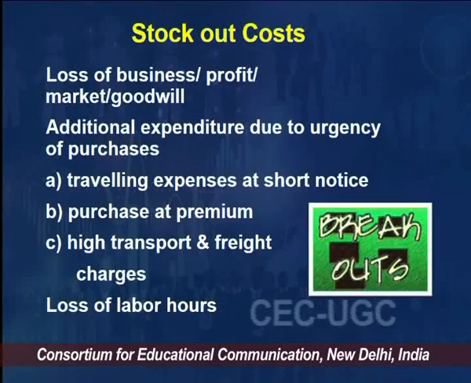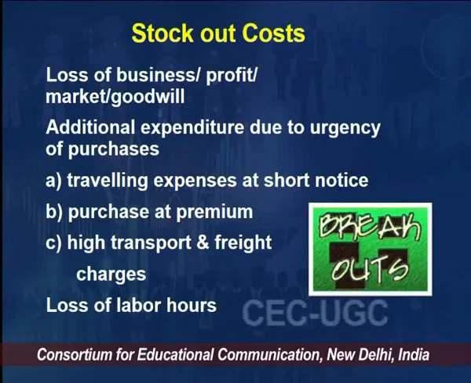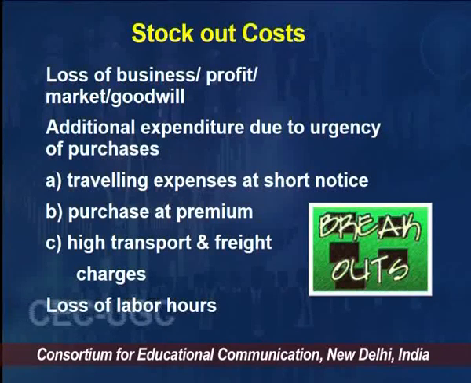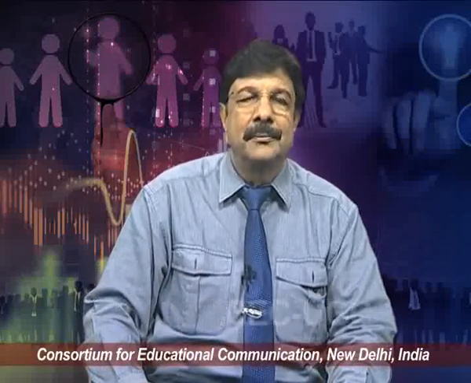Then there are stock out costs. Stock out means the material is not there and for want of material the production is at a standstill. So here we are writing loss of business, profit, market, goodwill. So additional expenditure due to urgency of purchases, traveling expenses at short notice, purchases at a premium, high transport and freight charges, loss of labor hours. So these are stock out costs. If you do not have inventory, these will be the costs. So many times you will have to buy a material at a premium rate. Even at the last moment, if you have to catch a flight to your supplier's place, the charges will be very high. So these are all the costs associated: carrying cost, ordering cost, stock out costs.